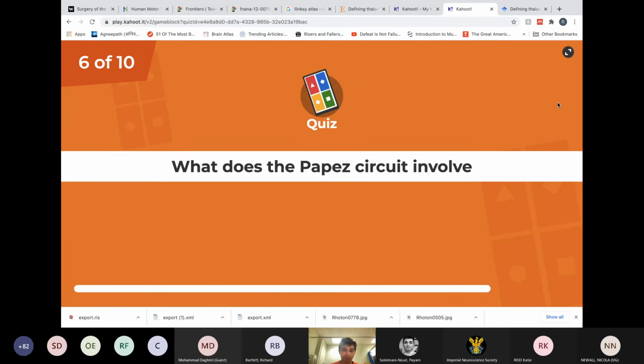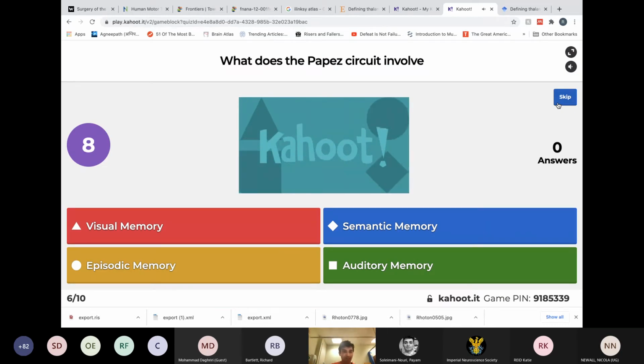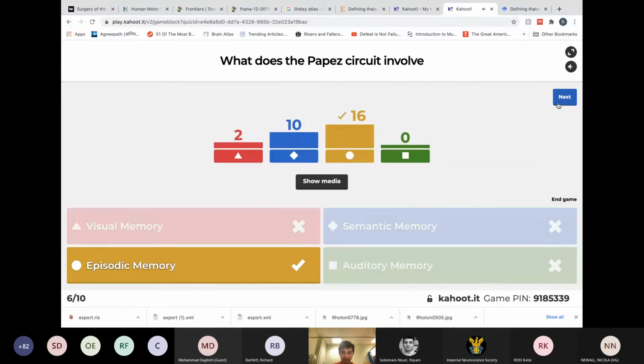What does the Papez circuit involve? Visual memory, semantic memory, auditory memory, episodic memory. Nice, nice. Episodic memory, as we talked about: the hippocampus, the cingulate gyrus, the mammillary bodies.